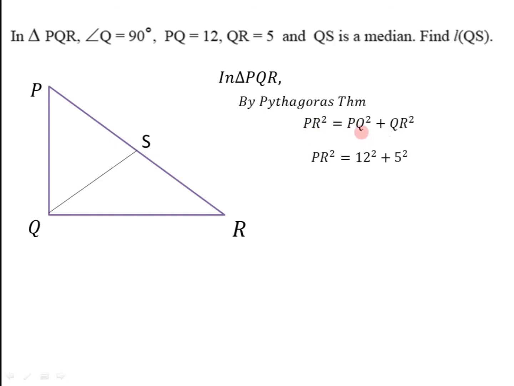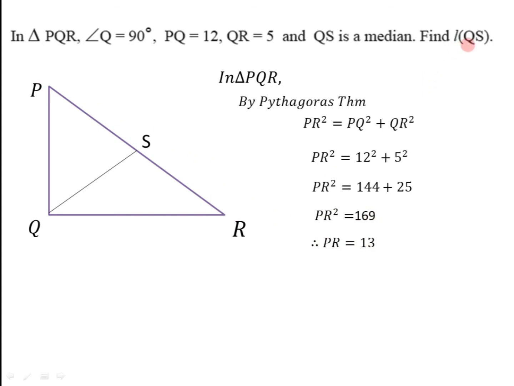Now here the lengths of PQ and QR are given to be 12 and 5. So we should replace PQ by 12 and QR by 5 to get 12 square plus 5 square, that is equal to PR square. 12 square is 144 and 5 square is 25. So 144 plus 25, that's 169, is equal to PR square. We have to find the length of PR, so we should take square root on both sides. Square root of PR square is PR and square root of 169 is 13. So this is the length of PR.